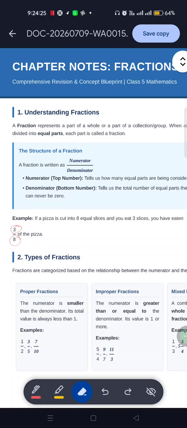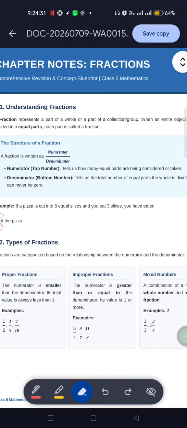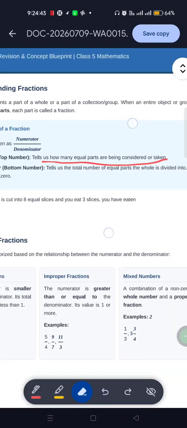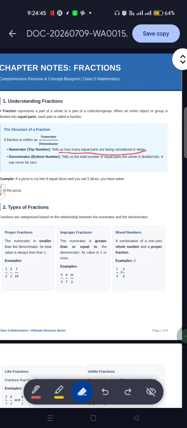The numerator we represent as the top number. What does it tell us? It tells us how many equal parts are being considered or taken. And the denominator, the bottom number, which is below, tells us the total number of equal parts the whole is divided into. It can never be 0.